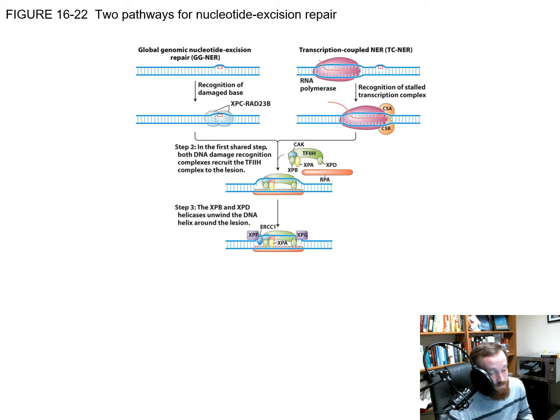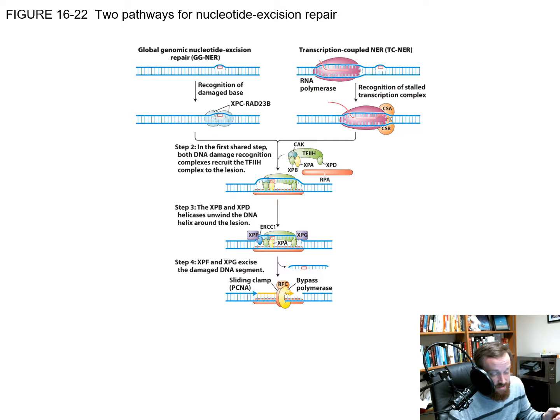Here, XPB and XPD are recruited by that transcription factor 2H, and they will bind outside of this transcription factor machinery that has recognized this lesion and act as sort of an endonuclease, and they will excise the damaged DNA segment. They come in to the boundaries outside of the lesion, and they will cut one strand of that DNA and get rid of this damaged segment of DNA, as well as some base pairs flanking it upstream and downstream of that lesion.